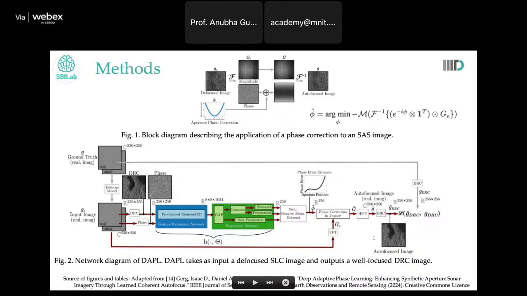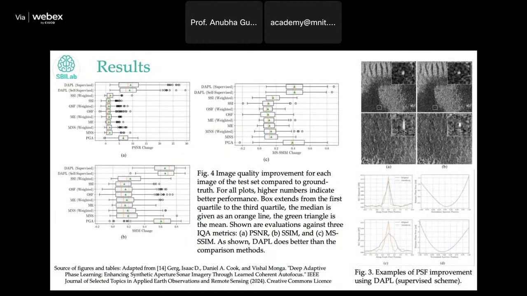And finally, the good part of this method was that it was using both real and imaginary images, and when the model gets trained, it automatically focuses the images, or does the phase error correction. So these are some of the results. You can see that DAPL is supervised, and they also did semi-supervised methods. This shows the image quality improvement for each image of the test set compared to ground truth, which is what we see in this figure.